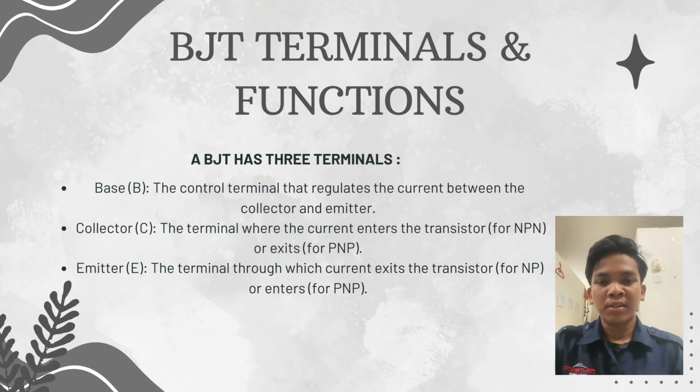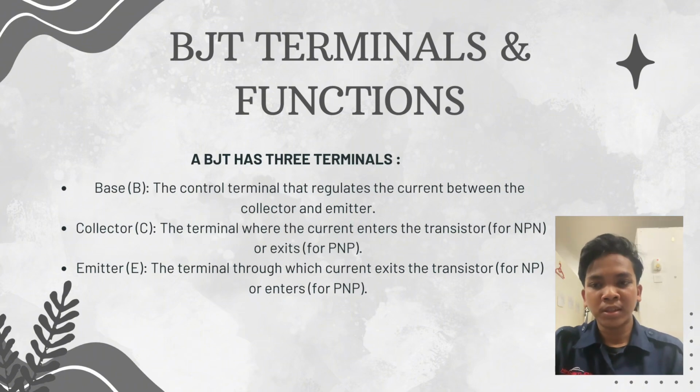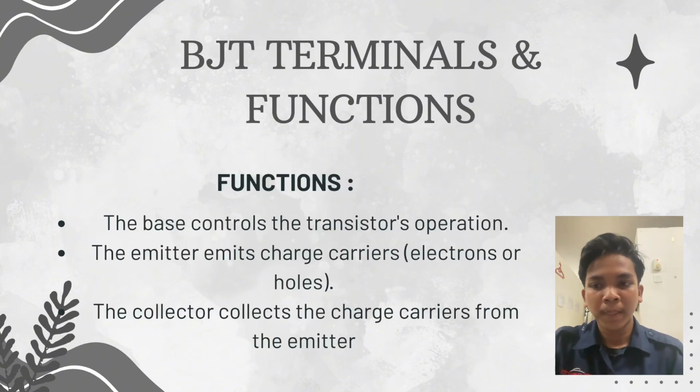BJT terminals and functions. A BJT has three terminals. Number one is the base, the control terminal that regulates the current between the collector and emitter. The second is the collector, the terminal where the current enters the transistor for NPN or PNP. The last one is the emitter, the terminal through which current exits the transistor for NPN or PNP.